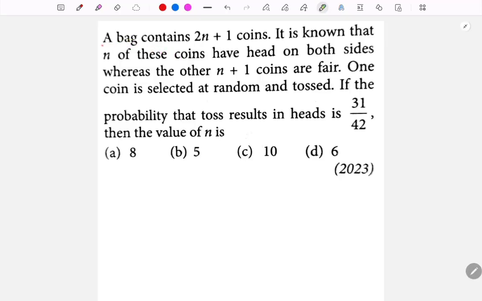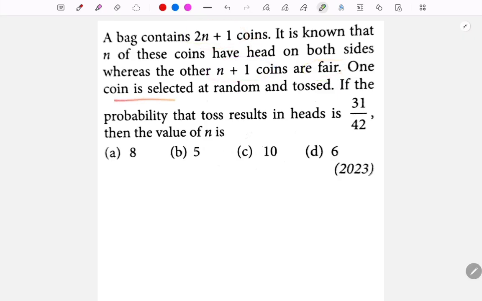Read the question carefully. A bag contains 2n plus 1 coins. It means total number of outcomes. It is known that n of these coins have head on both sides. Okay, whenever head on both sides, then what is the probability? Favorable n out of 2n plus 1 outcomes. As well as the fair coin, n plus 1 is favorable and 2n plus 1 is total outcomes.